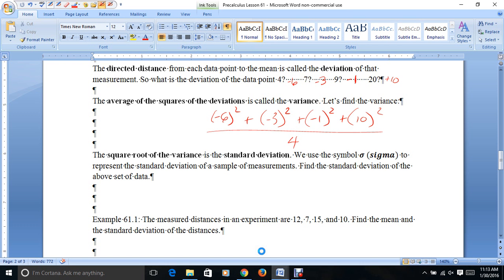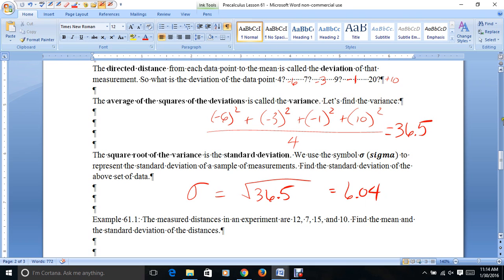that comes out to be 36.5 if you multiply that all out. And then the square root of that number is what is called the standard deviation, which we use the letter sigma to represent. So the square root of the variance is the standard deviation, which in this case is about 6.04.